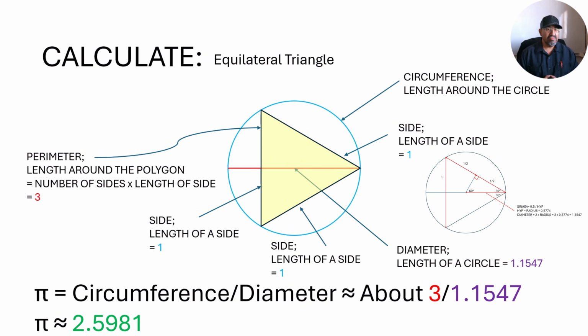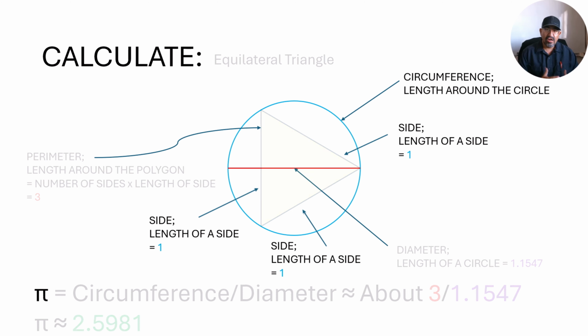So if the perimeter is equal to 3, you divide it by the diameter of the circle, you end up with pi is equal to 2.981. Now you know that's not exactly right, because you can see a big gap in between the triangle and the circle. So let's make the polygon a little bit bigger.